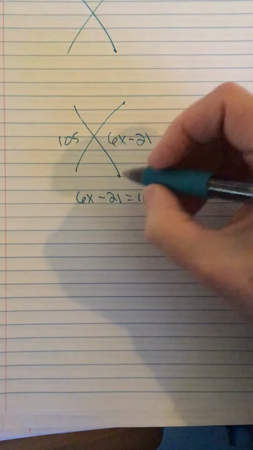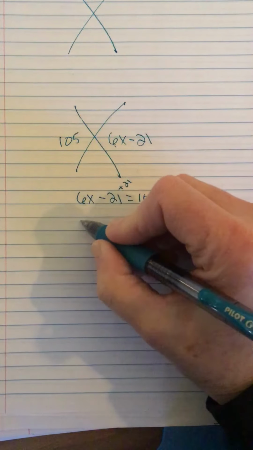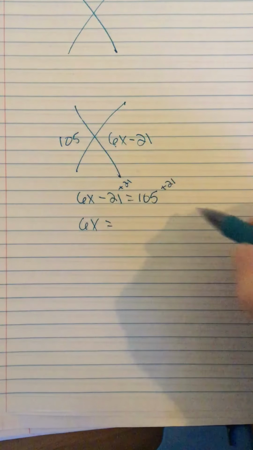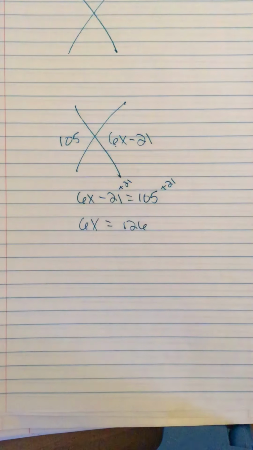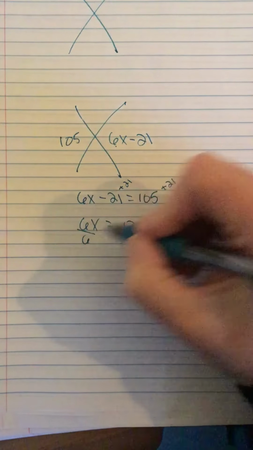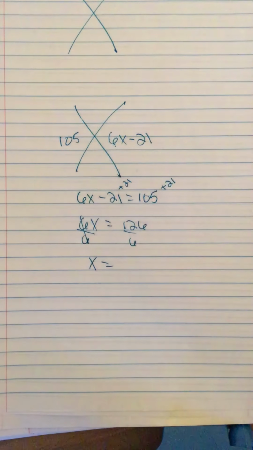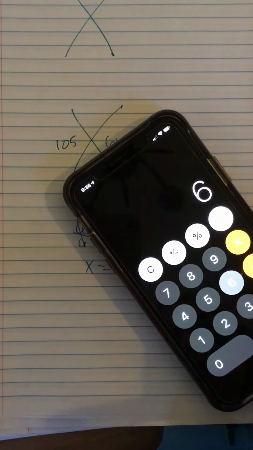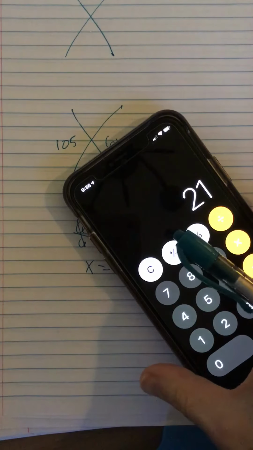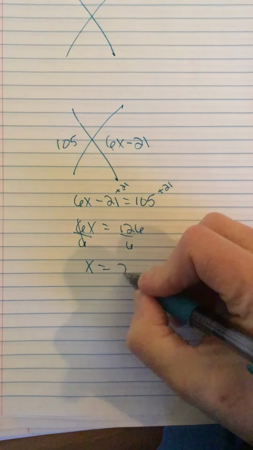I'm first going to solve for x. I'm going to add 21 to both sides. And I'm left over here with 6x equals, this becomes 126. Then I'm going to go ahead and divide both sides by 6. X equals, I'm going to grab my calculator, 126 divided by 6 equals 21. You got a 14 on that one, so x equals 21.